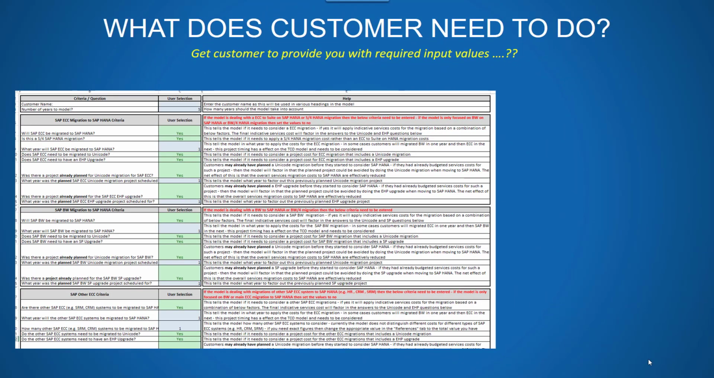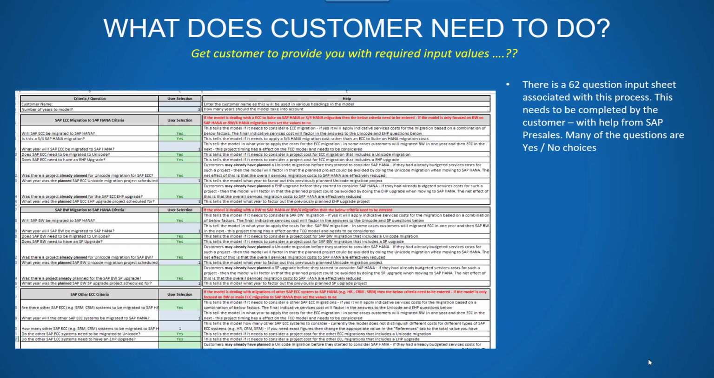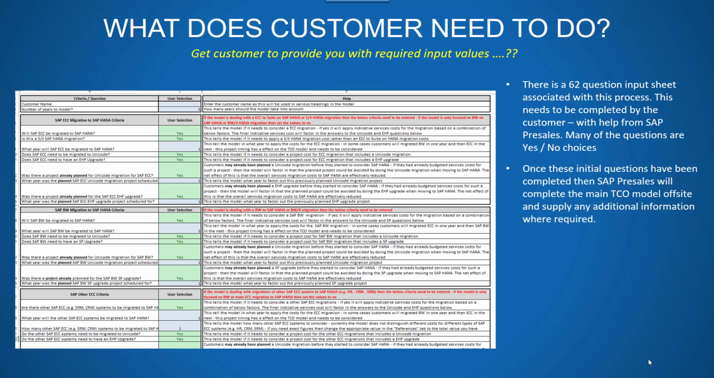Prior to the workshop, we do send an input sheet to the customer. As I say, a maximum of 62 questions. The SAP pre-sales people can help fill it in. Most of these questions are yes/no values, so it's a fairly simple process to go through. And as you can see, there's a fairly comprehensive explanation of what each value means and what you should put into it. Thereafter, the pre-sales will fill in the remainder of the values into the model, run it through a couple of iterations, and then get to what we consider to be a first cut of the model.